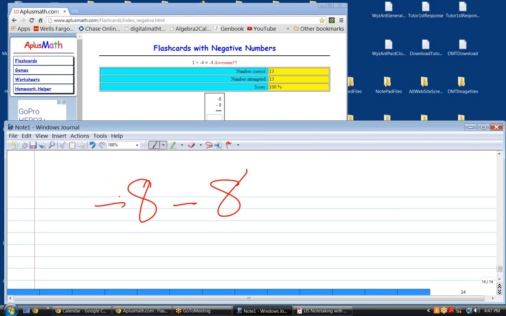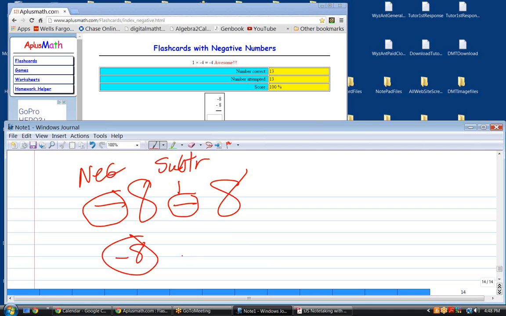Well, it's because that's a dash sign and that's a dash sign, but they each mean something different. This means a negative sign, okay? That's a negative sign. That means a negative 8. That doesn't mean a negative. That means subtraction. What I'm really doing is I have a negative 8 subtracting a positive 8.